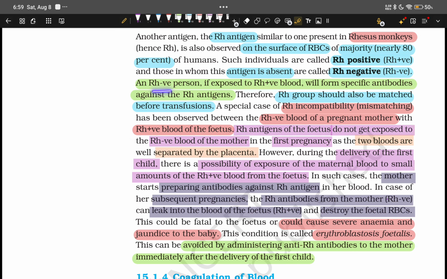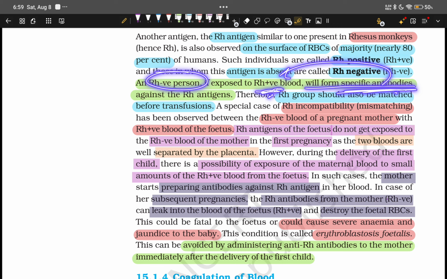So that is what is written. If an Rh-negative person is exposed to Rh-positive blood, which means the Rh antigen is present in that blood, and that blood is exposed to a person where the Rh antigen was not present, then in that case the Rh-negative person will form specific antibodies that will kill the Rh antigens given by the donor to this recipient.